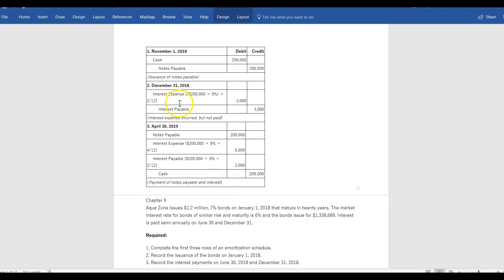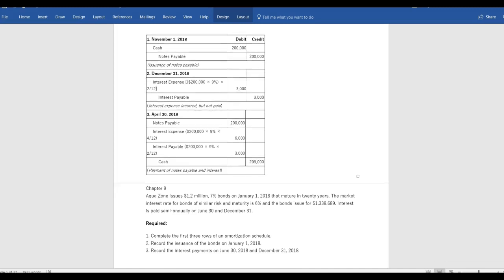So in this example, notes payable is a debit of $200,000, interest expense is a debit of $6,000, and interest payable a debit of $3,000, with a credit for cash of $209,000 to record the payment of the notes payable and interest. That is the one question you are going to have as it relates to this particular problem.